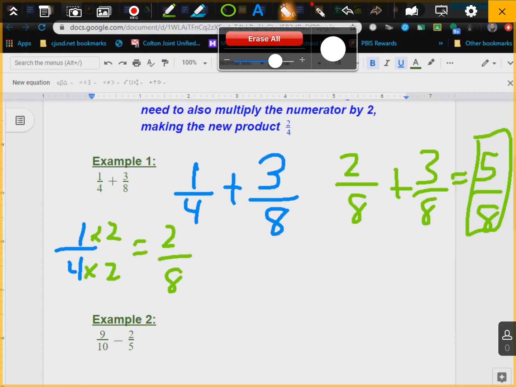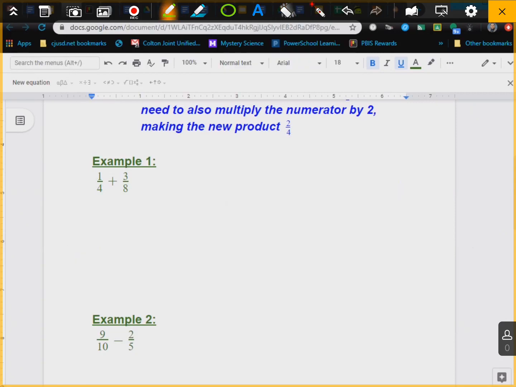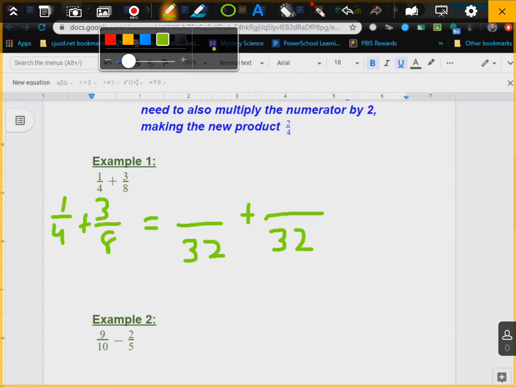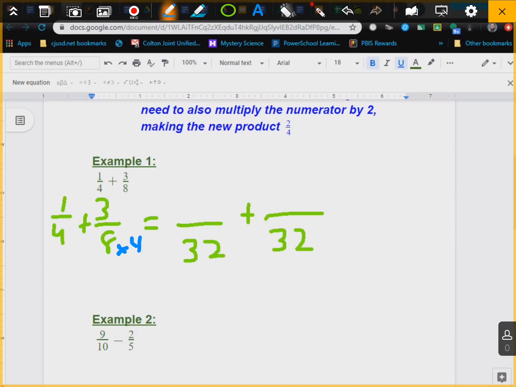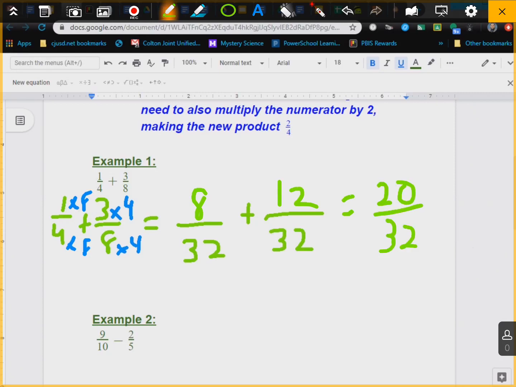If you were to multiply the denominators, let's say you have 1/4 plus 3/8, and you multiply both and you get 32, because 4 times 8 is 32. Well, since you multiplied the 8 by 4, you need to multiply the 3 by 4. And since you multiplied the 4 by 8, you need to multiply the 1 by 8. 1 times 8 is 8, 3 times 4 is 12, and that would get you 20/32. Now this is equal to 5/8.